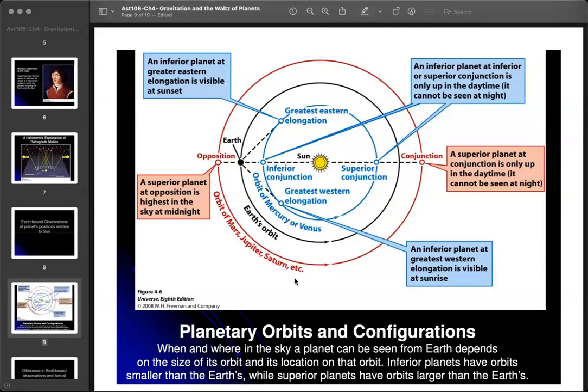So let's look at some terminology. At his time, he also figured out that some planets have smaller orbits than the Earth. They are closer to the sun, and some are further away from the sun. And so Mercury and Venus, they were known at that time, and they have a smaller orbit. They are closer to the sun. And so this is the terminology. They are called inferior planets because they are closer to the sun and their orbits are smaller.